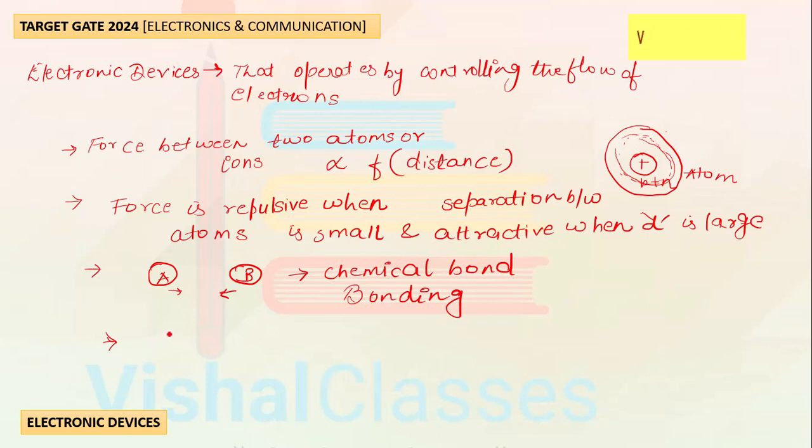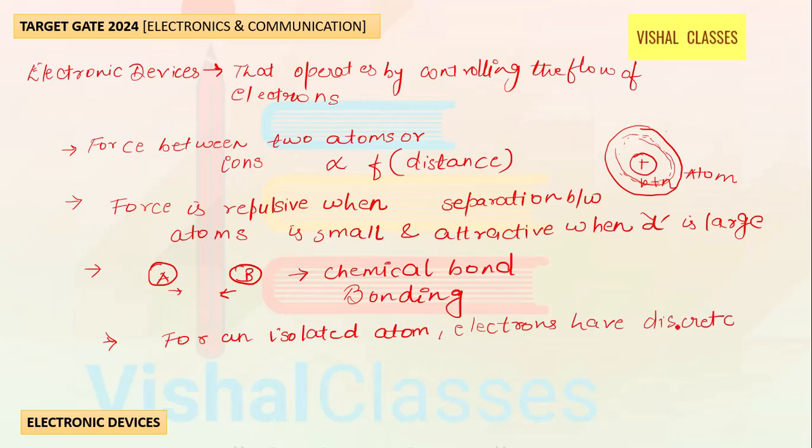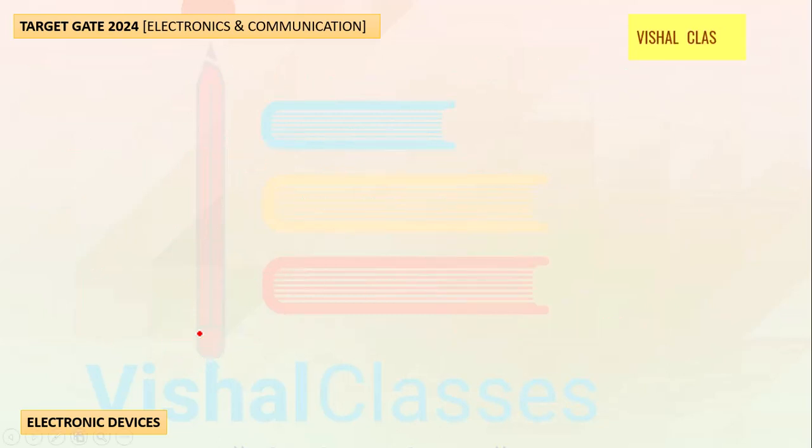Write one more point. For an isolated atom, electrons have discrete energy.